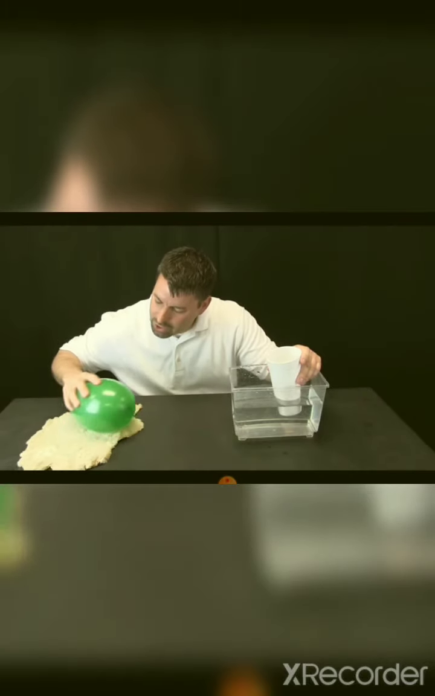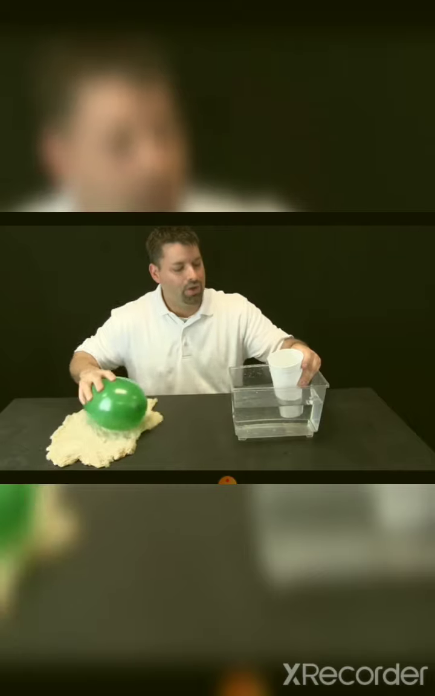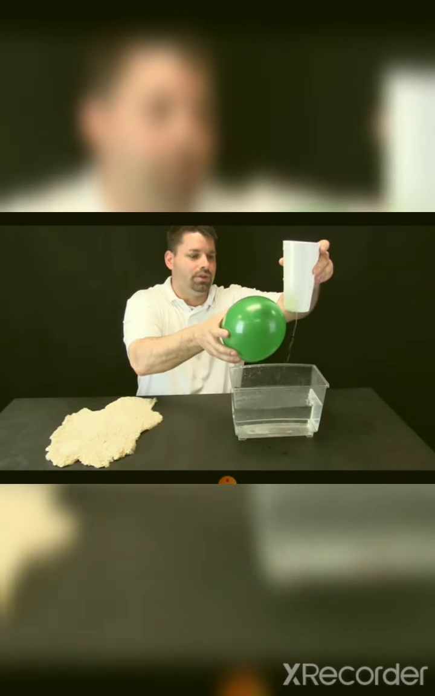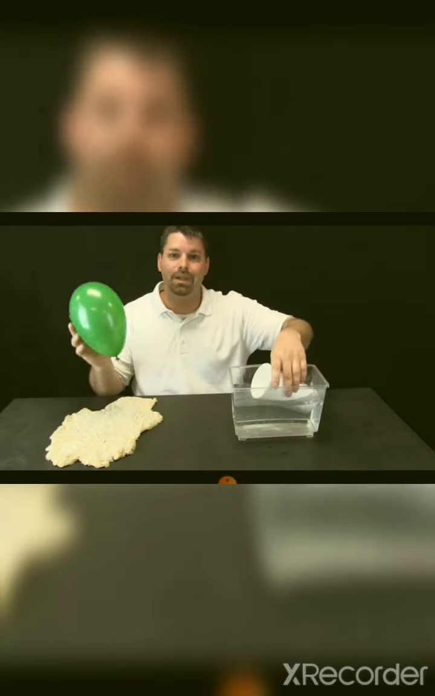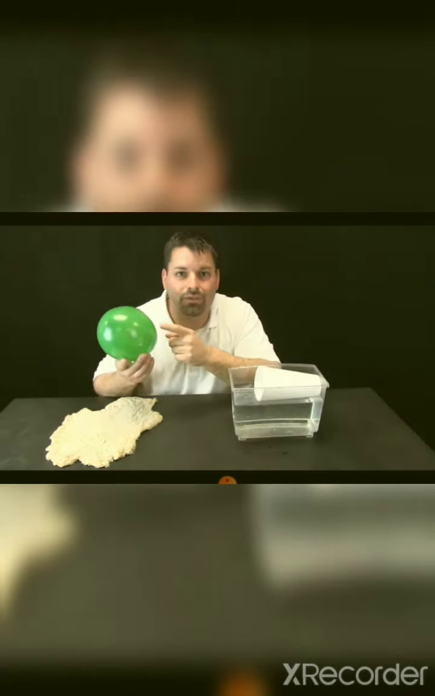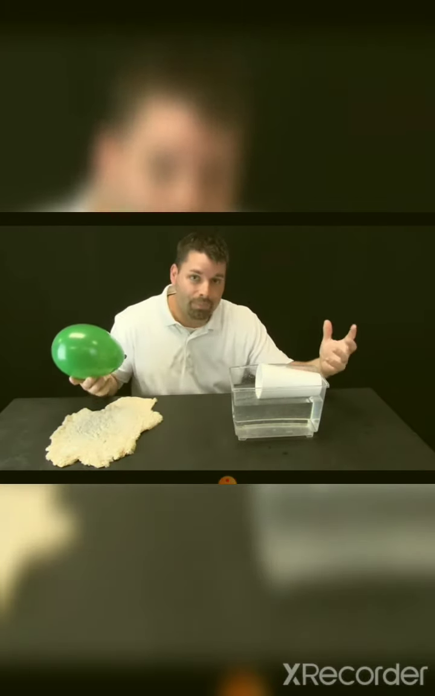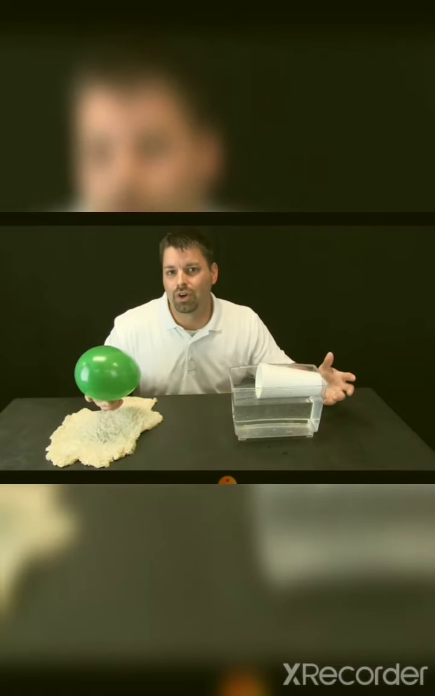So now I'm going to rub the balloon and charge it up with lots of negative charges. Hold up my cup, and you can see the water is pulled toward the balloon. So what does that mean? Well, I had a lot of extra negative charges on here. What kind of charges attract? Well, opposite charges attract. So that means this water must have lots of positive charges.